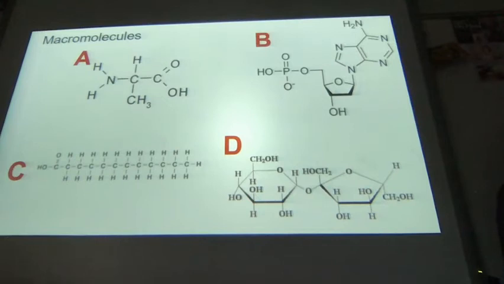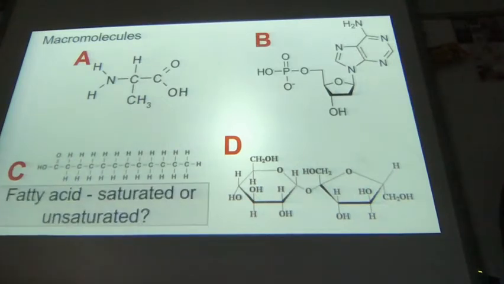Okay. Anybody know what C is? That one is actually a fatty acid, a lipid, yes. Is it saturated or unsaturated? Unsaturated has a bend. Saturated is nice and smooth, straight. I don't know that you really care about that though. I mean, yes, it's in your standards.